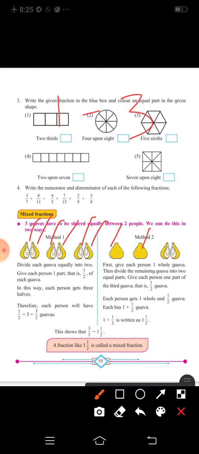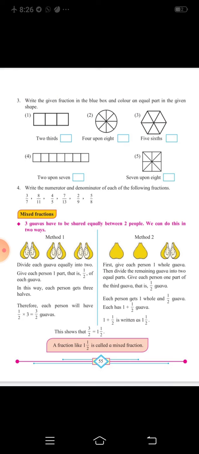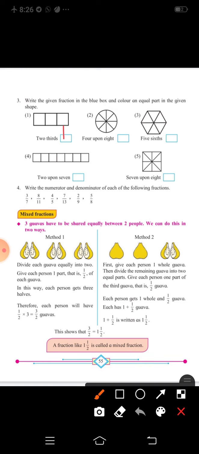And in the second method it is given, 1 full they will get, and second full they will get, and in the third one half. So 1 plus 1 and a half. When we write 1 plus 1 and a half, that is called a mixed fraction.